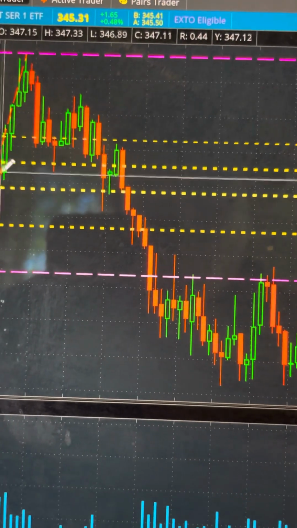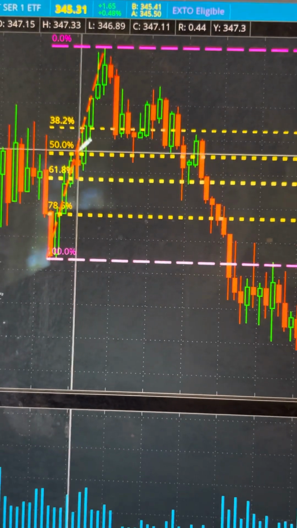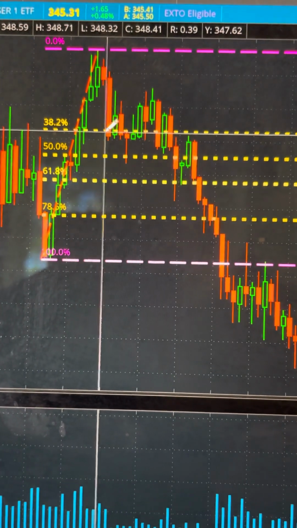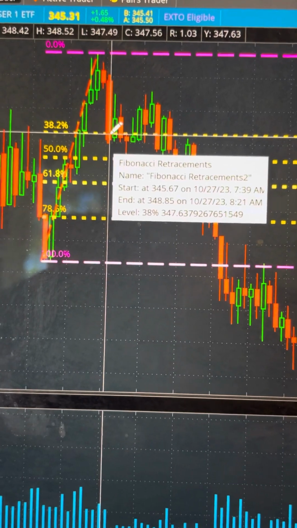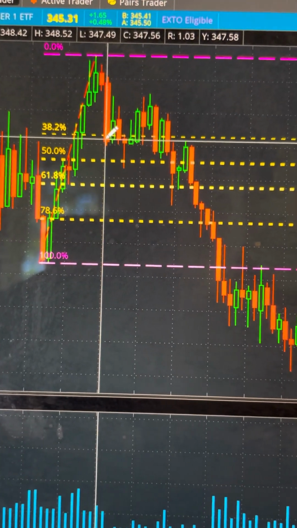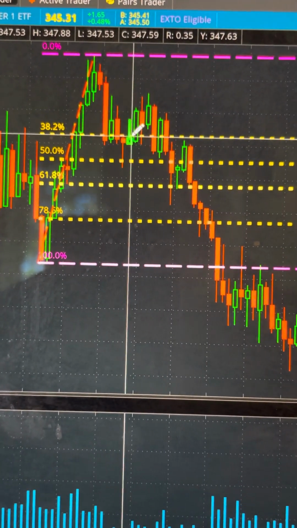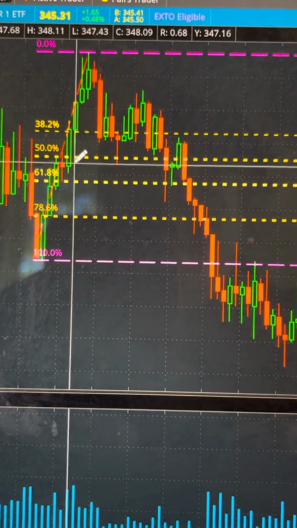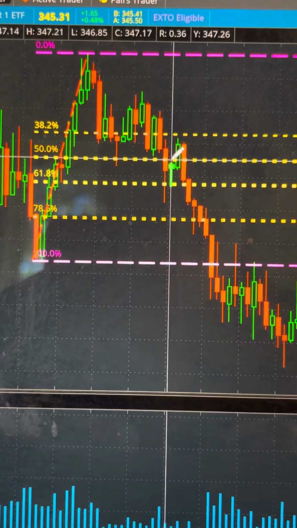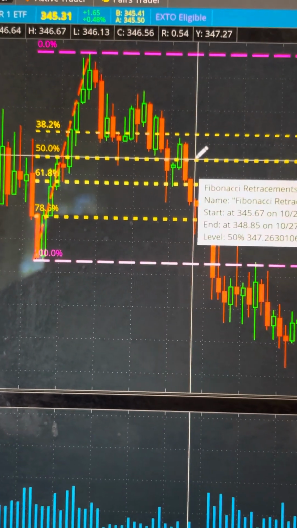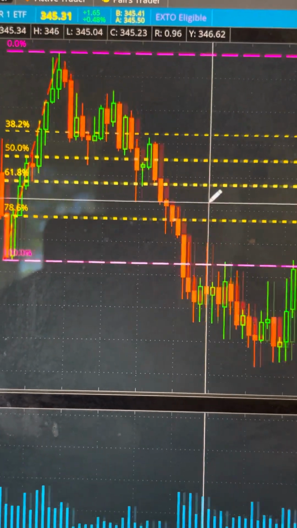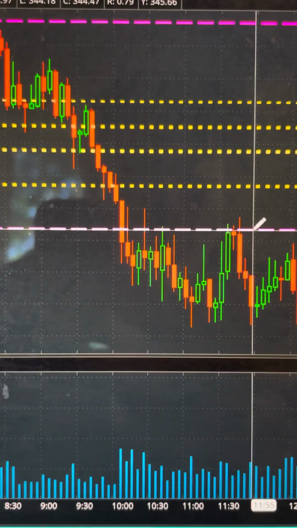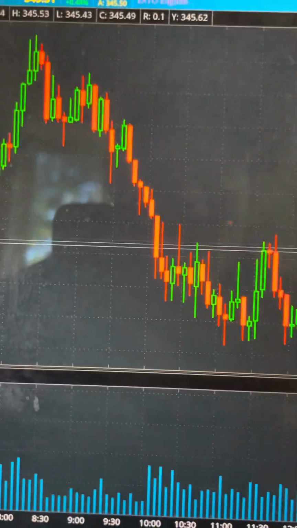But yeah, you can see this can be acting as resistance or support. I would say more on the resistance side and this on the support side. But yeah, that's how you draw your fibs. You want to do those throughout the day.